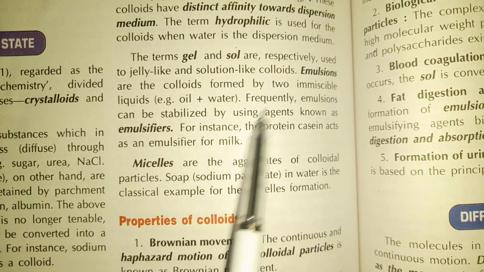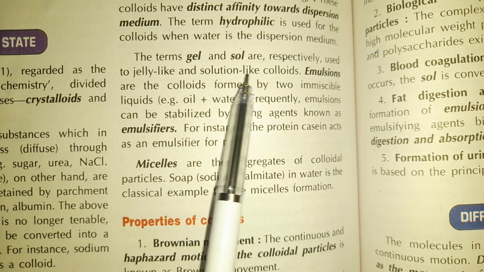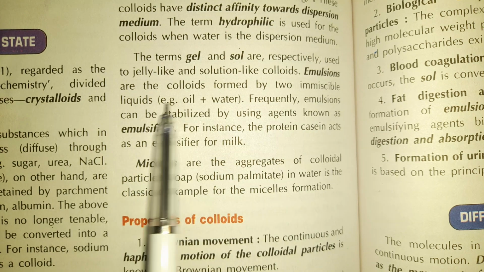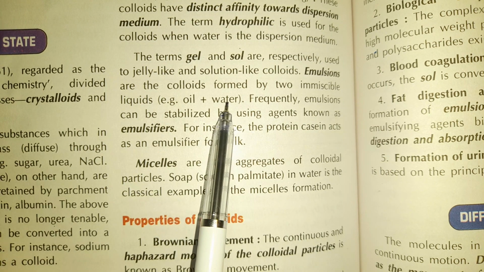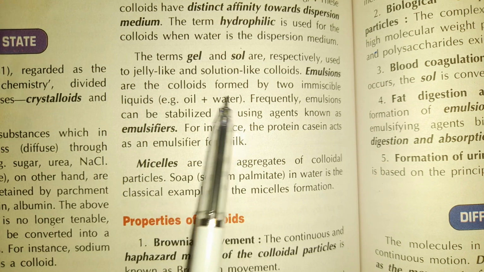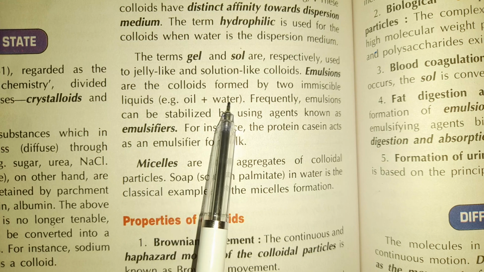After that, we have emulsion. What is an emulsion? Emulsions are the colloids that are formed when two immiscible substances like oil and water are mixed. See, water is polar, whereas oil is non-polar. We follow the principle of like dissolves like, so they both are not soluble in each other.